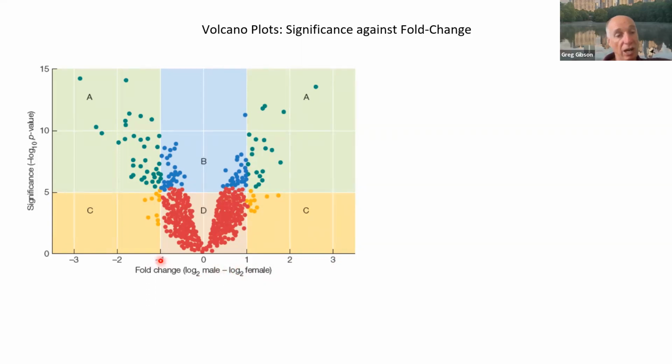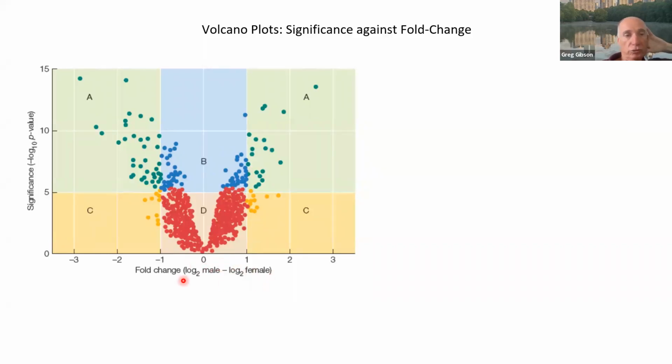So -1 is a half, -2 is a quarter, -3 is an eighth. And so a 2-fold difference between -1 and 0 is the same as a 2-fold difference between 0 and 1. It's just symmetric, okay? And so you can see that there's a range of differences from almost no difference up to very large differences. Now, in most data sets, you'll see a huge number of points clustered around 0. In this male-female fly comparison, most genes are differentially expressed, so you don't see a big cluster down there, but that's somewhat unusual.